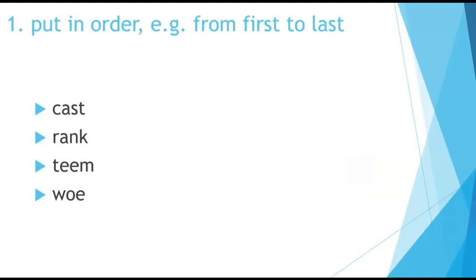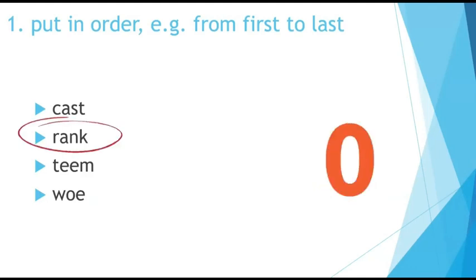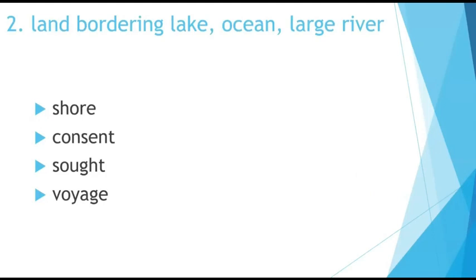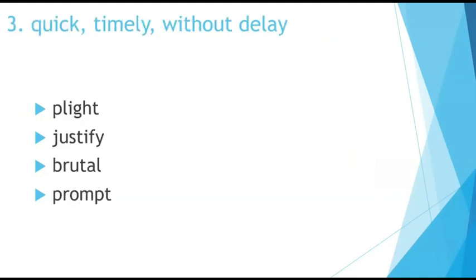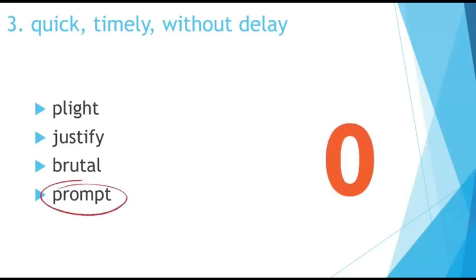1. Put in order. For example, from first to last. Rank. 2. Land bordering a lake, ocean, or large river. Shore. 3. Quick, timely, without delay. Prompt.